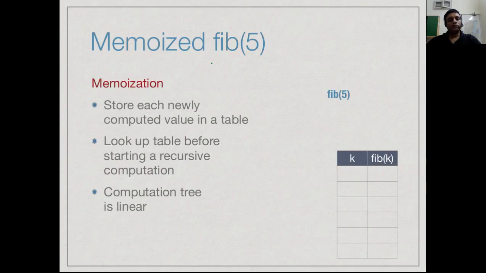Okay, so how does memoization work? So we have this memo table here, right? So this is our memo table. So in this memo table, okay, it's just a table where we'll keep different values of k and fib k as we compute them. Right?